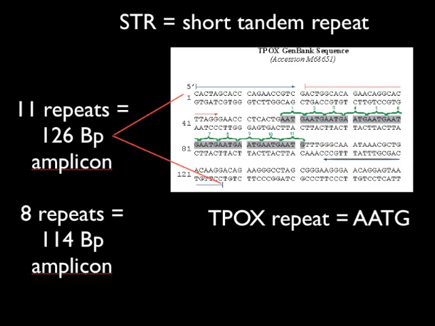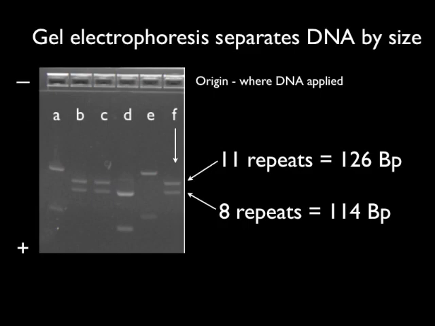Gel electrophoresis will separate these different-sized pieces into distinct bands. The banding pattern from different suspects can be compared to the banding pattern generated from the crime scene DNA. In lane F, the 11 repeat 126 base pair size band is above the 8 repeat 114 base pair size band. In gel electrophoresis, smaller pieces of DNA migrate through the gel more quickly and end up further from the origin after a set amount of time.